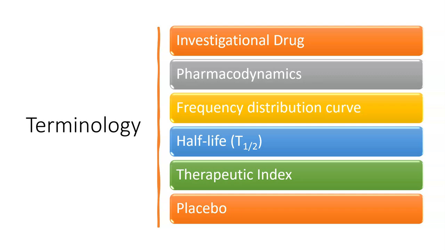The last term that I'm going over is the term placebo. When we're doing clinical trials, at least probably by the last stage, they're going to do what's known as a double-blind study, where they're going to give some people a placebo. Now, in the true definition of the word placebo, it's basically a sugar pill. It has no therapeutic index.